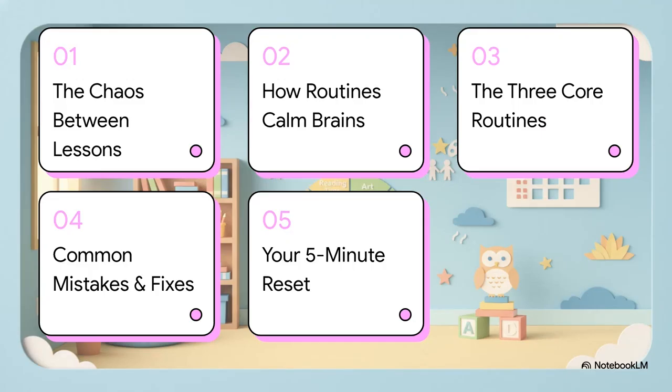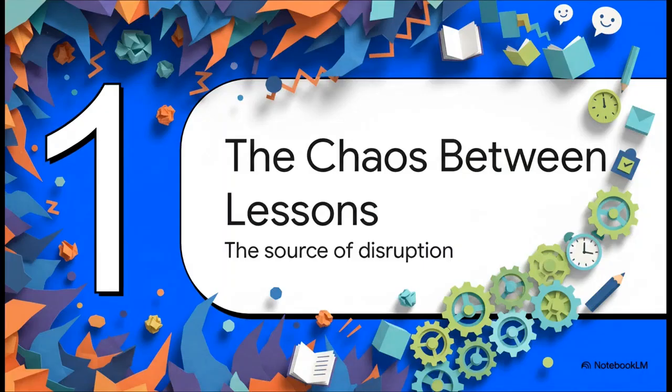So, here's the plan. Here's our blueprint for today. First, we're going to unpack why those in-between moments get so crazy. Then, we'll dive into a little bit of the brain science behind why routines are like a secret weapon for calm. After that, we'll get super practical with the 3 core routines you need. We'll even cover some common mistakes and how to fix them. And we'll wrap it all up with a 5-minute reset you can literally try tomorrow. All right, let's jump in.